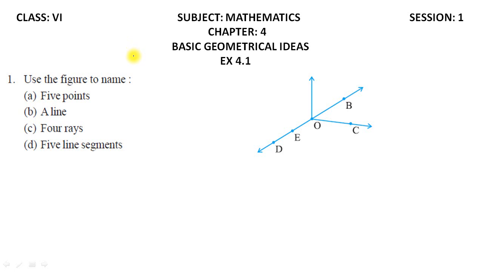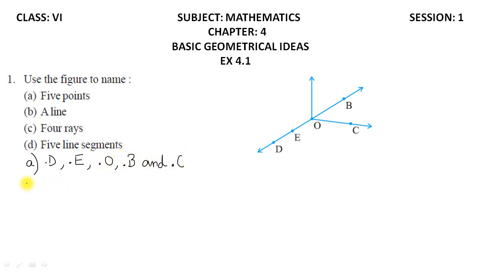Today in our first session of chapter 4, Basic Geometrical Ideas, we will be discussing questions of exercise 4.1. Let's see the first question. Use the figure to name 5 points, a line, 4 rays and 5 line segments. So let's see the first part where we have to name the 5 points. We can clearly see the 5 points are point D, point E, point O, point B and point C.